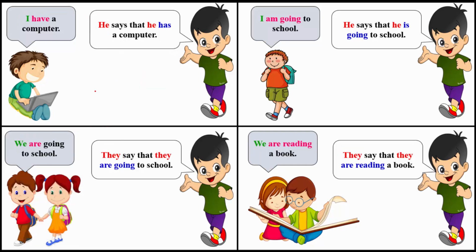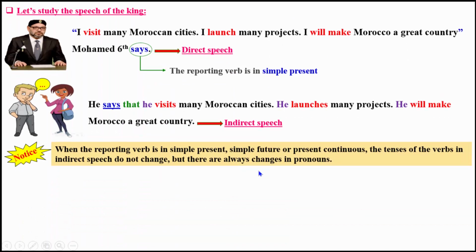But the tenses of the verbs do not change. You have here, I have, simple present, he has, simple present. I'm going, present continuous, he is going, present continuous. We are going, present continuous. They are going, present continuous. We are reading, present continuous. They are reading, present continuous. So this is what we mean by there are always changes in pronouns.